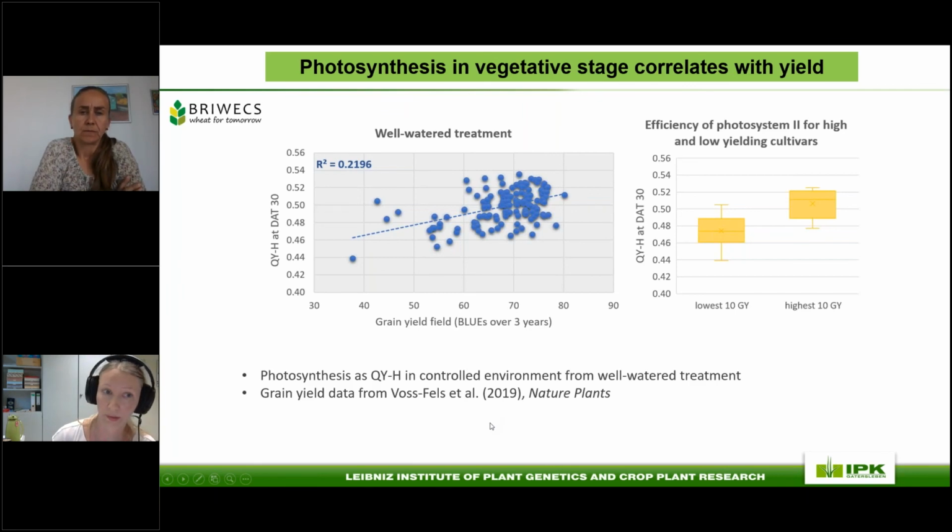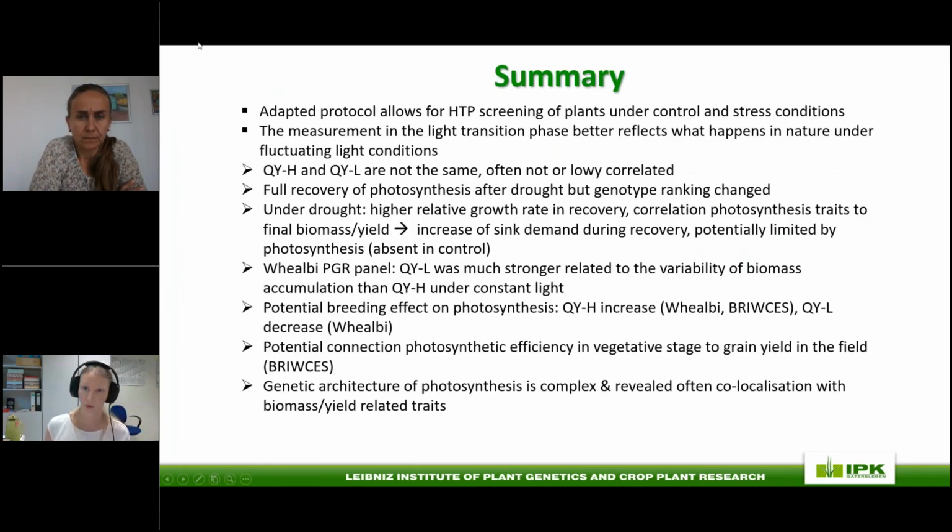And with that, I want to summarize a bit what we have found so far. Of course, we are still checking, analyzing and comparing. Michele's adapted protocol allows for high-throughput screening of plants under control and stress conditions. We have applied this to drought, but we have already applied this as well to heat stress, and that also worked well and shows differences between the treatments and genotypes. This additional measurement in the light transition phase from high to low light probably better reflects what happens in nature, where you also have fluctuating light conditions.